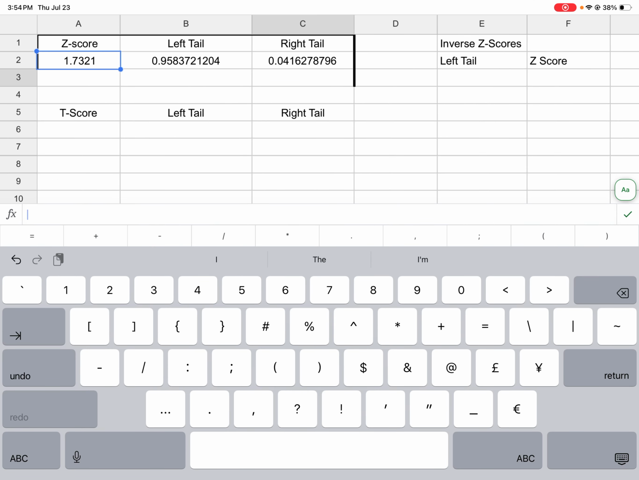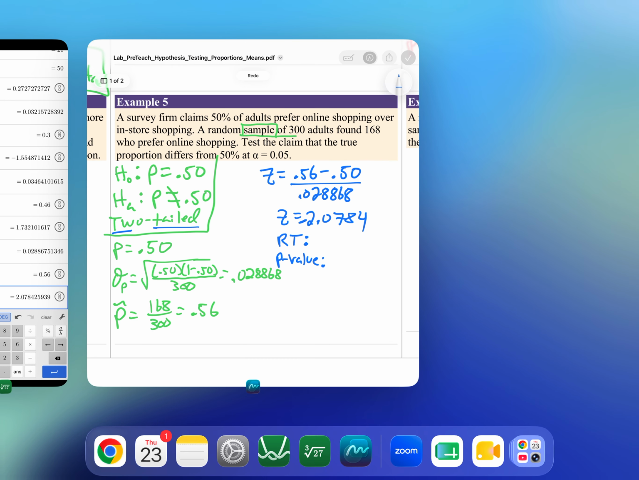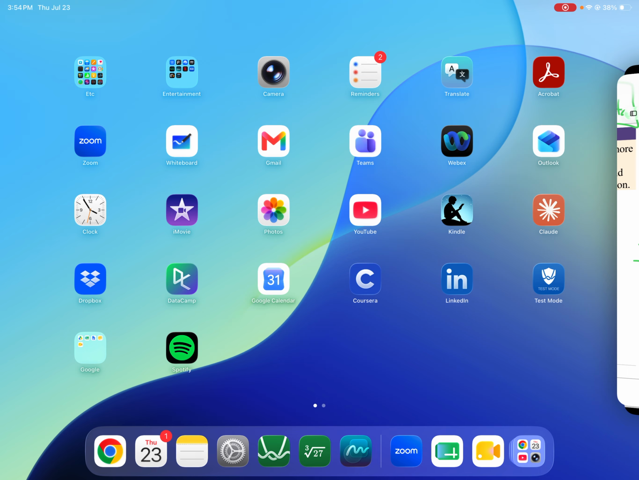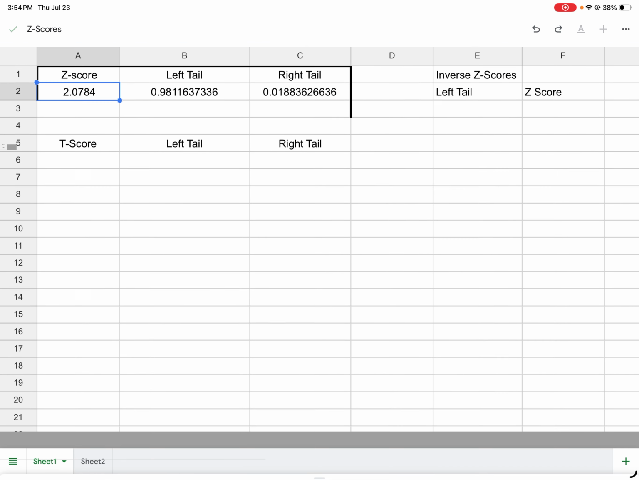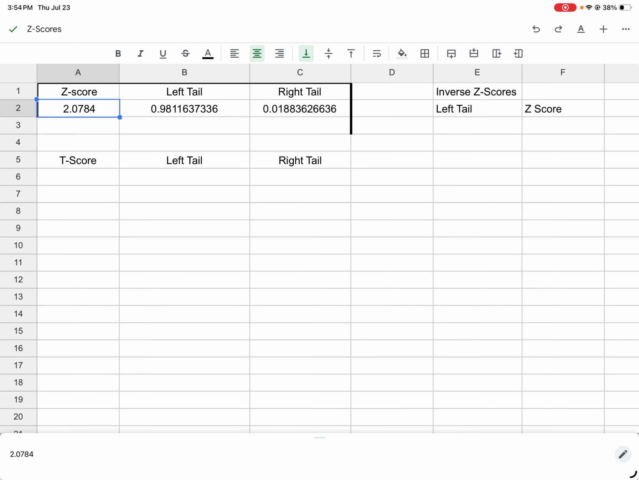Let me type that in, 2.0784. Oh, this happens sometimes. Let me just restart my Google Drive. Sorry, guys. And okay, good. Now that worked. I don't know why that doesn't update all the time.